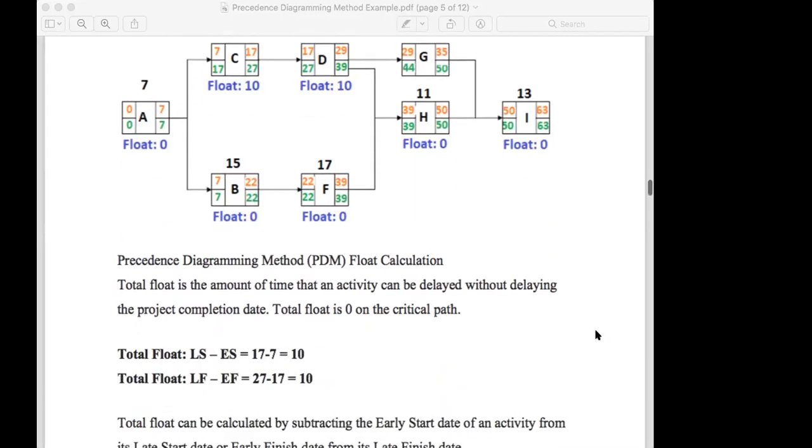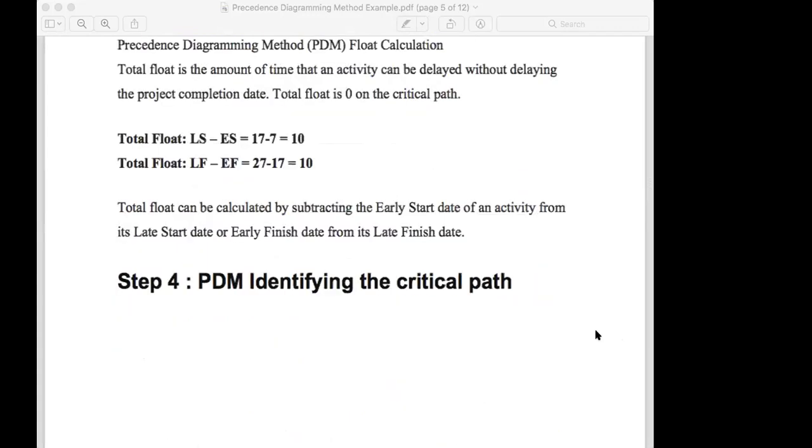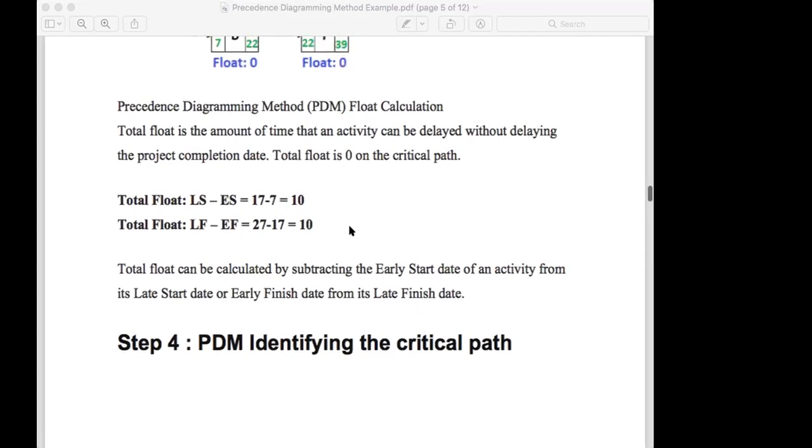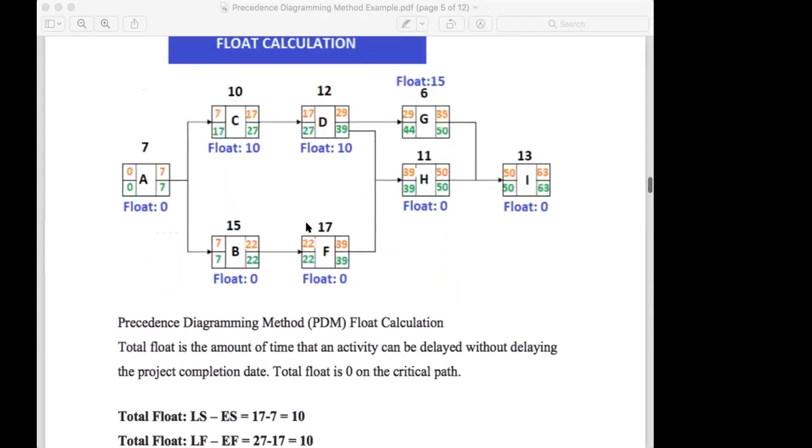So this is mathematics. Total float can be calculated by early start date. Total float is the amount of time that an activity can be delayed without delaying the project. Total float is 0 on the critical path. Yeah, this is the critical path. They're making a question: what is the critical path? A, B, F, H, I is the critical path. So it's simple as that.